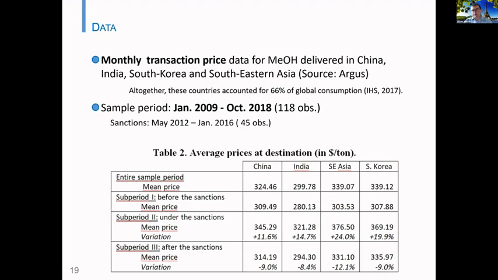Regarding the application, we collected 118 observations. The period of observation starts from January 2009. This is basically imposed by the availability of data in India, and runs till October 2018, which corresponds to the reimposition of the US sanctions on Iran decided by the Trump administration. So we cannot go further. In that specific time frame, we have a period between May 2012 and January 2016, the decision to lift the sanctions on Iran, with 45 observations that correspond to the sanctioning period.